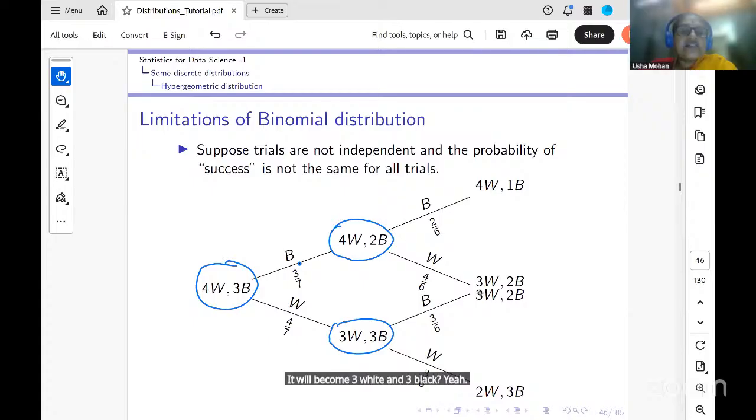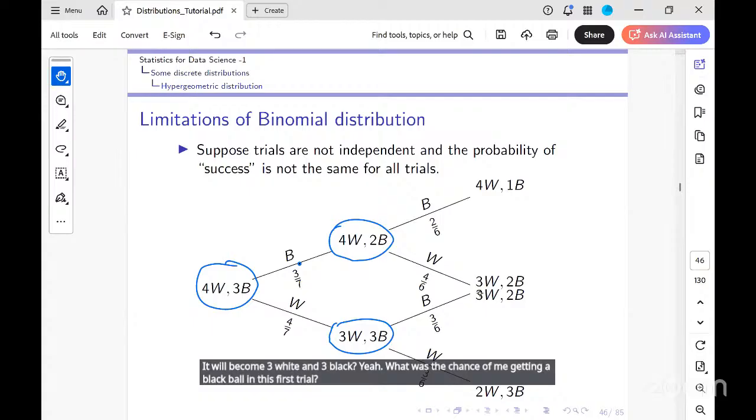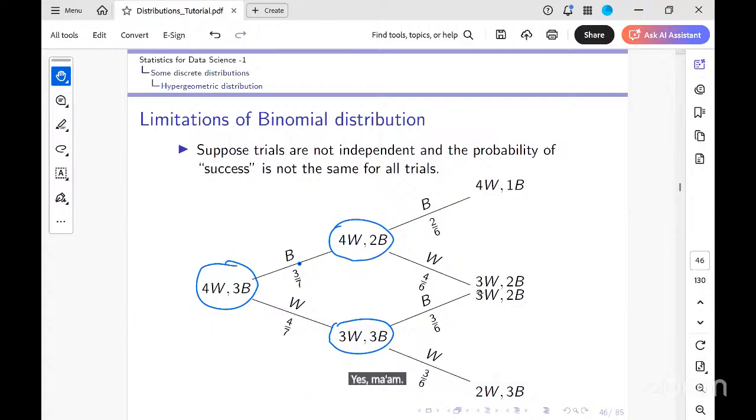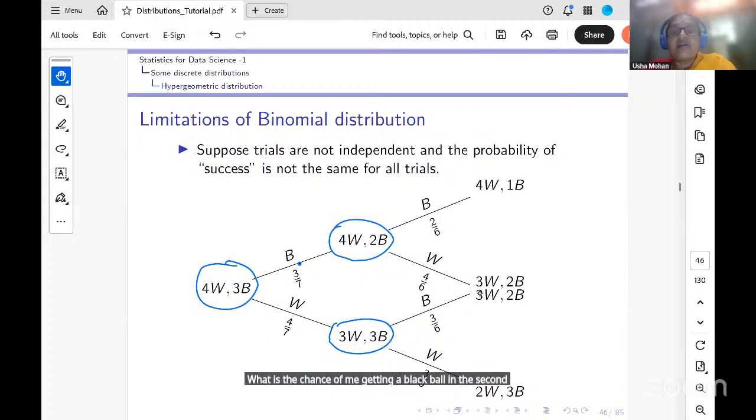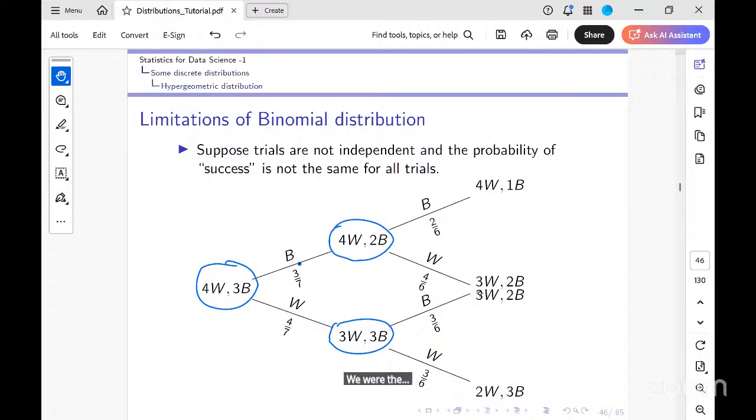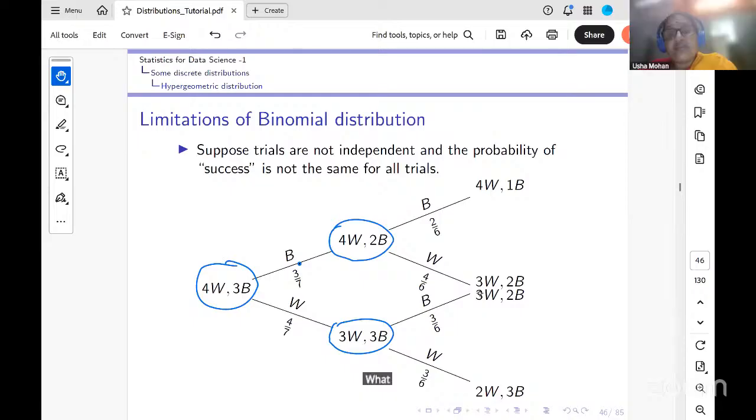What was the chance of me getting a black ball in this first trial? 3 by 7. What is the chance of me getting a black ball in the second trial? 2 by 6. So what is the chance of me getting a white ball in the first trial? 4 by 7. What is the chance of getting a white ball in the second trial? 3 by 6.